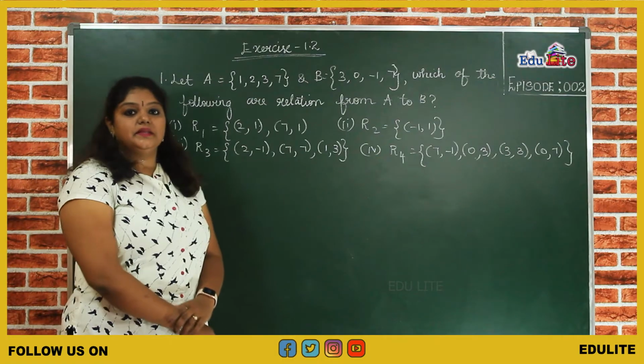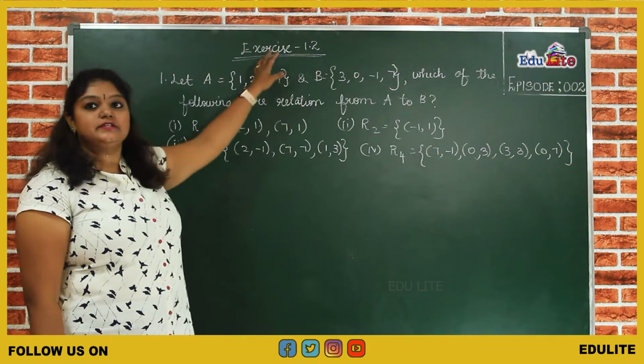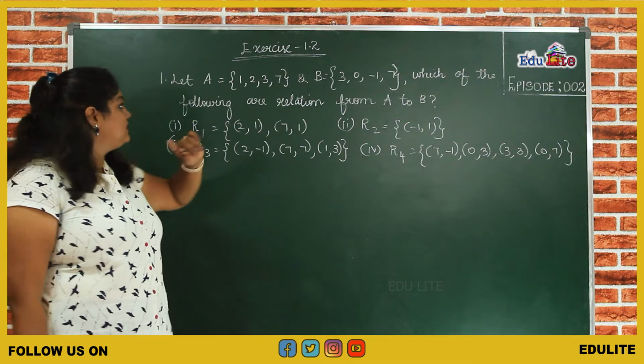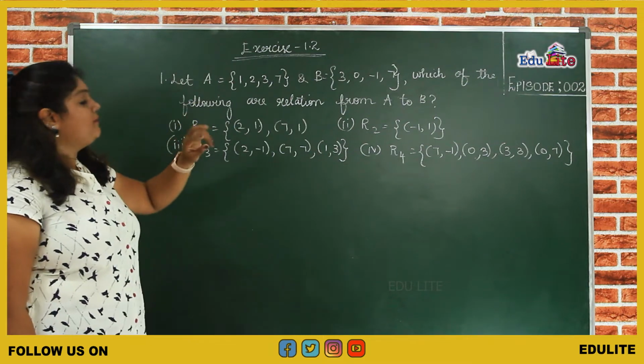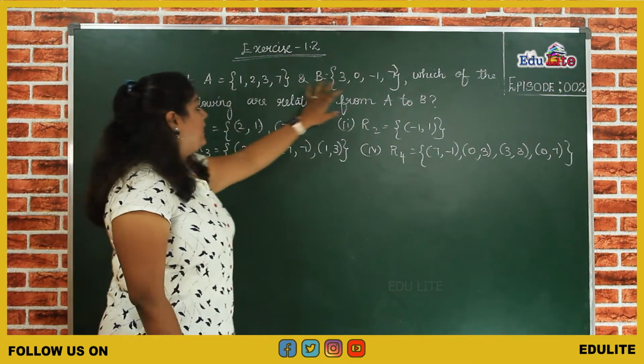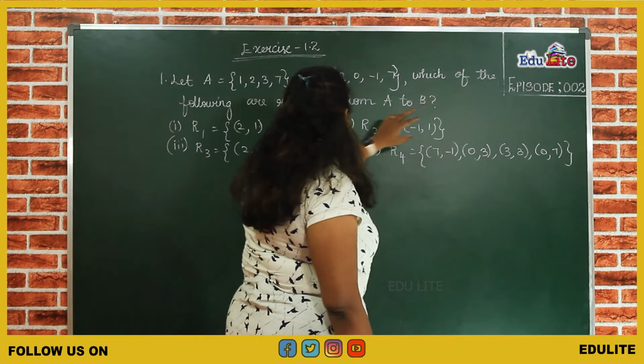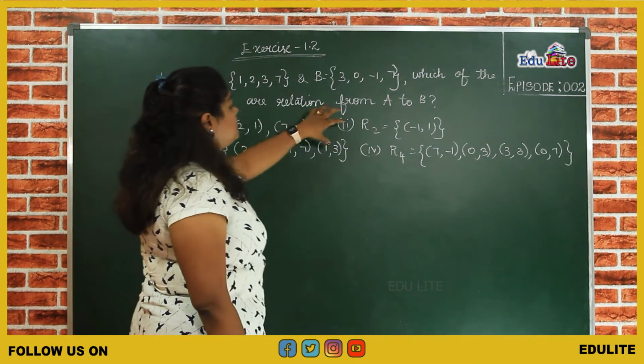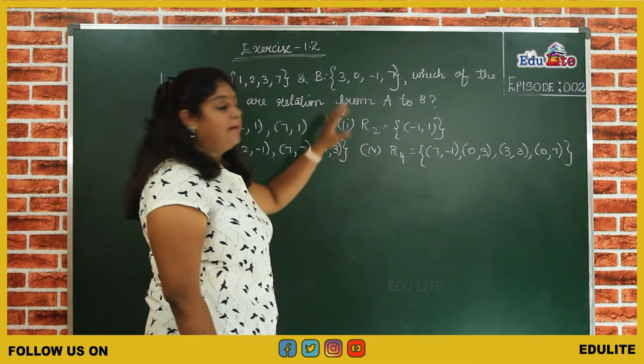Now we are going to start with the exercise problems. In exercise 1.2, we are starting with the first problem. In the first problem, we are given two sets A and B, and we have to check whether, under these four subdivisions, there is a relation from A to B.